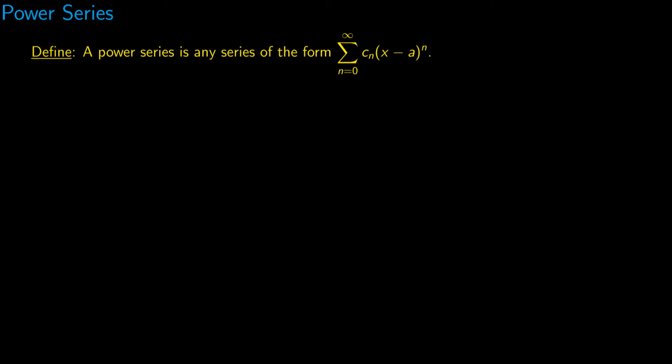So we define a power series to be any series of the form sum from n equals 0 to infinity of c sub n times x minus a to the n, where this a is some real number, and we usually call it the center of the power series. And the c sub n can be any function of n.